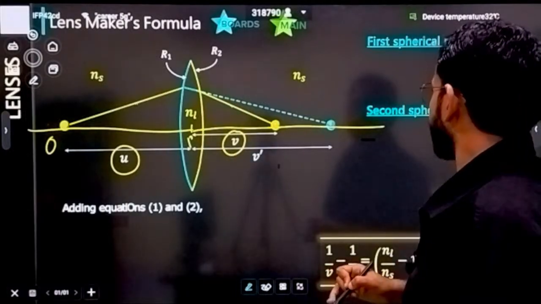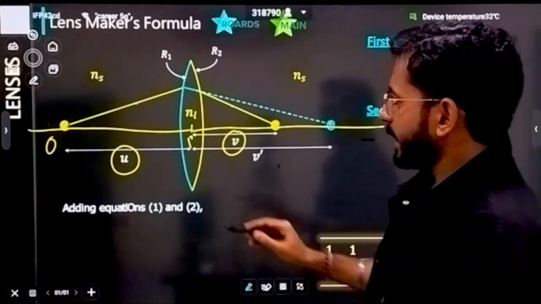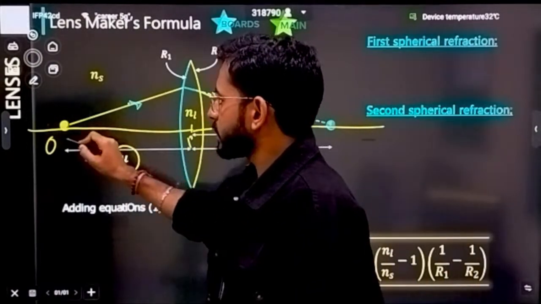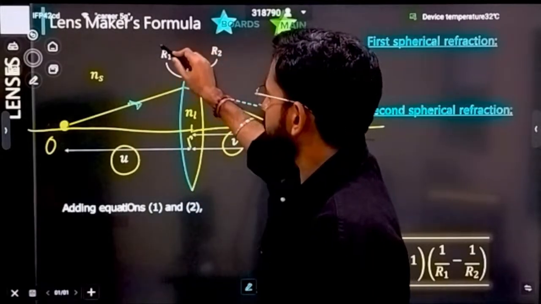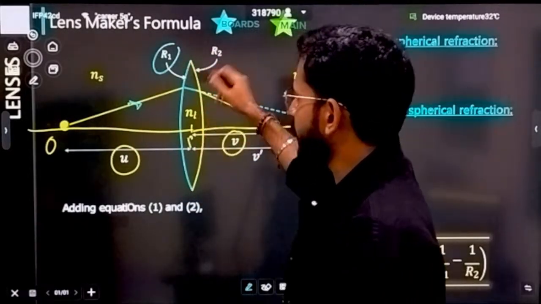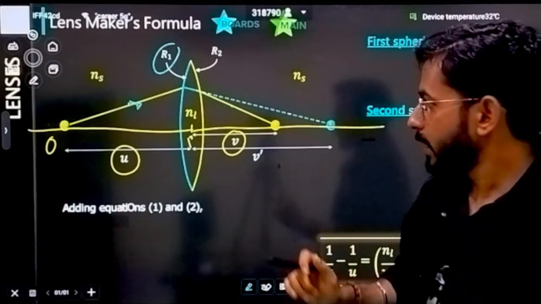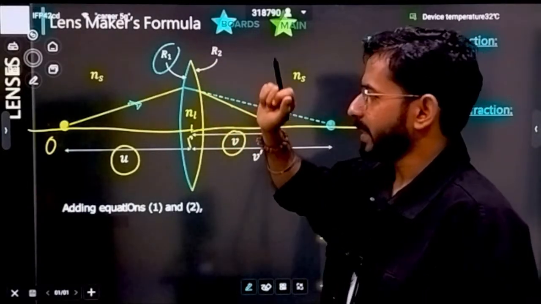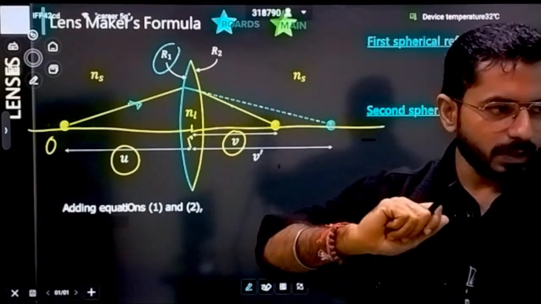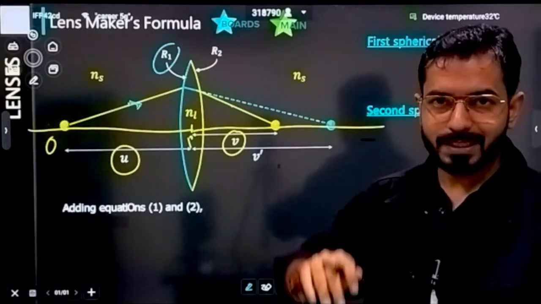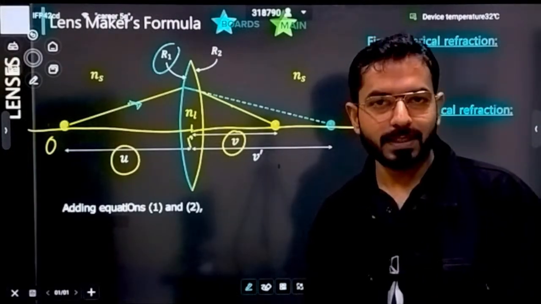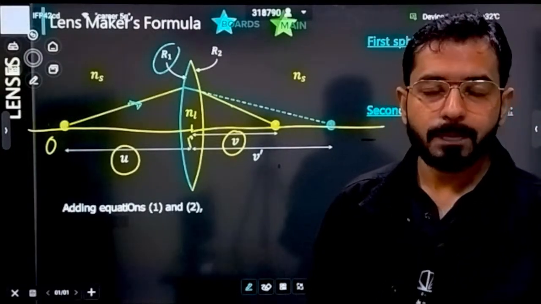See what I can do. Firstly, light rays are coming. This is the object. Light rays are coming and are incident on the first spherical surface. Let's see one by one. What can you write about the first spherical surface? You have seen the formula of a reflective spherical surface, we were discussing it just a while back. What is the formula for the reflecting surface?